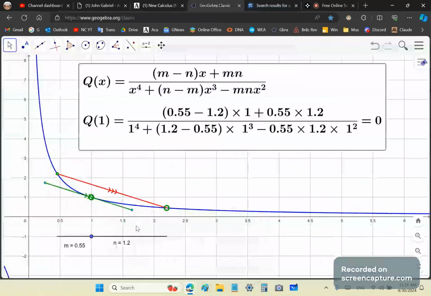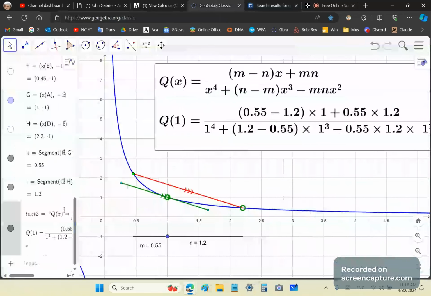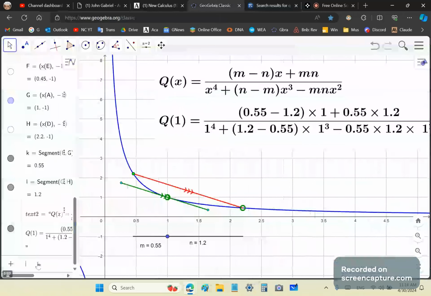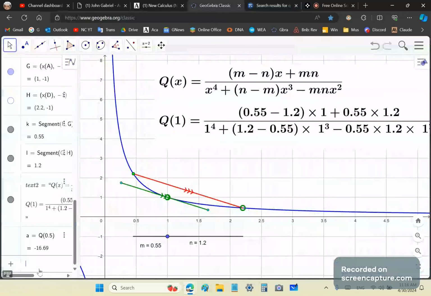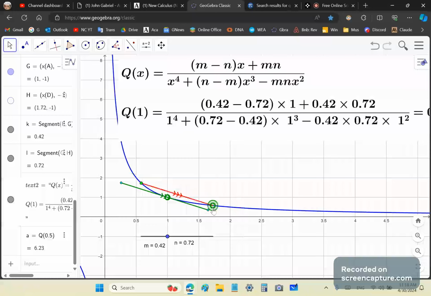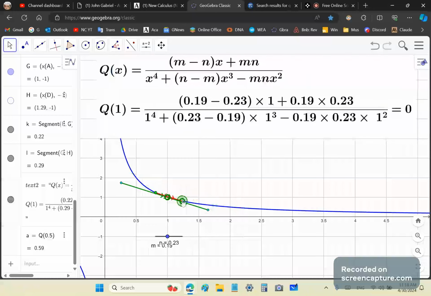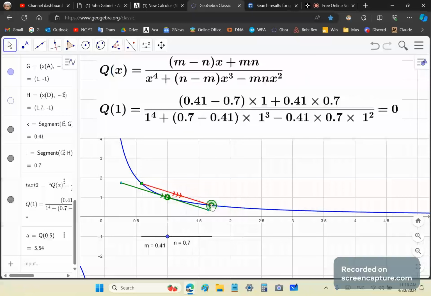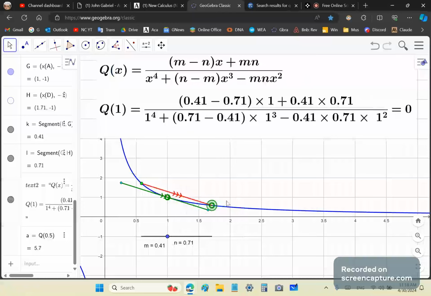Let's continue. So you may say, well, how can I prove otherwise? Well, listen, try this m and n for any other value of x. I'm using x here as 1. Let's try 0.5. Oops, do you see there? Minus 16.69. That's not 0. So this m and n pertains to this distance here, and it doesn't matter how many m pairs I have, the difference will always be 0. Always.